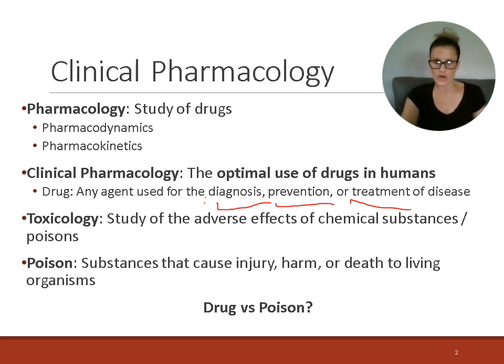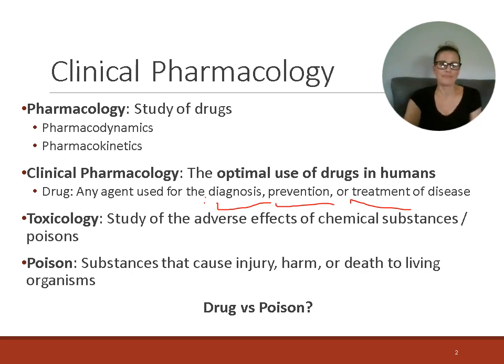We can also use drugs for prevention. For example, vaccines, right? Those are for prevention of infection. Anticoagulants are given to prevent blood clots in patients. However, the vast majority of drugs that we prescribe are used to treat diseases, right? We have insulin to treat patients who are diabetic. We have antihypertensives to treat patients who have high blood pressure. We have a lot of different medications that treat disease.